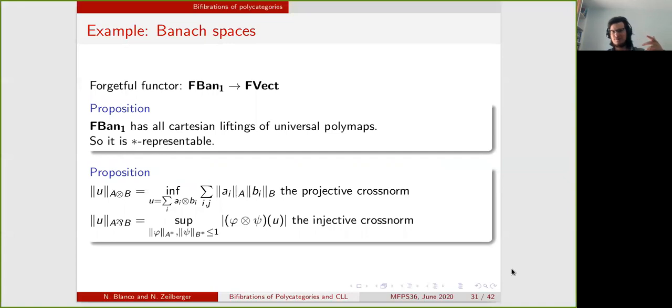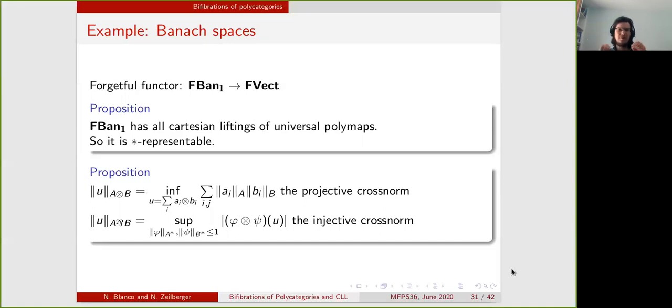So from that, we get a forgetful functor. I just forget about the norm. And this forgetful functor won't be a bifibration in general, but it will have all Cartesian liftings of universal polymaps. And we saw that it is enough to lift the star representable structure. So this will give us a star representable structure on F-ban1. And we will get, for example, that the tensor product in F-ban1 will be the pushforward along the binary map in F-vect, a map that goes from AB into A tensor B. So we take the pushforward, and this will give us a tensor product.